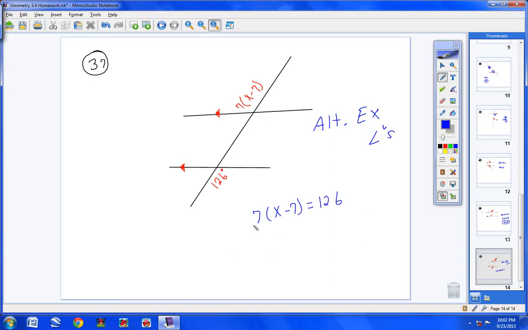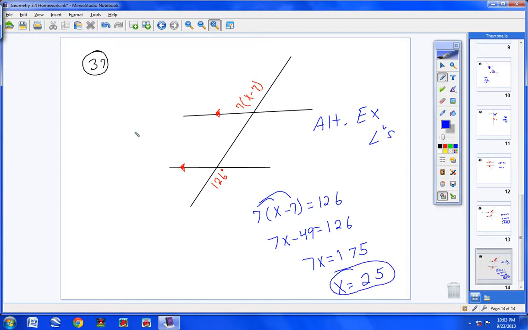Now let's solve this linear equation. We cannot simplify 126, but over here we can simplify. Multiply your 7 through the parentheses. 7 times x is 7x. 7 times 7 is negative 49. Now next we're going to add 49 to both sides, or bring the 49 over and make it positive. And you will get 175 when you add 49 to both sides. And now we're going to divide by 7 very quickly here, and we should get 25 for x. 7 goes into 175 25 times.